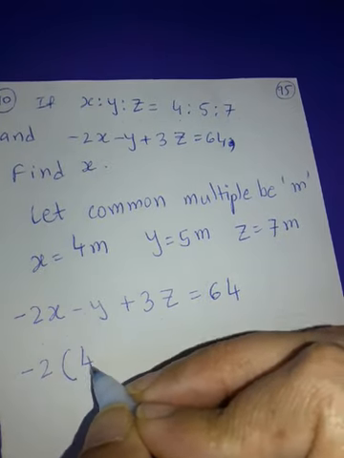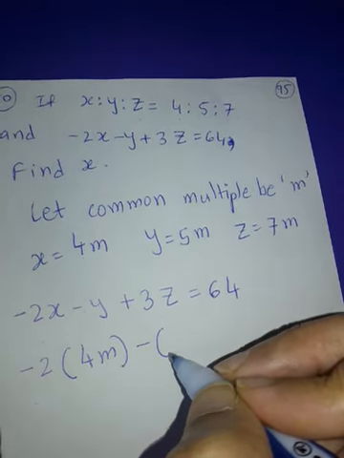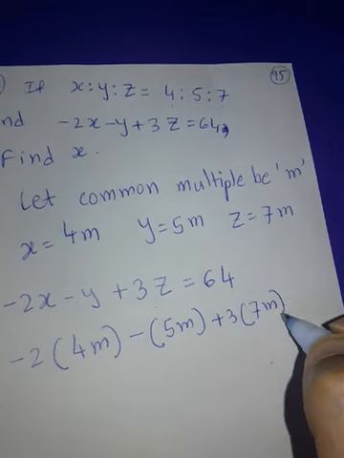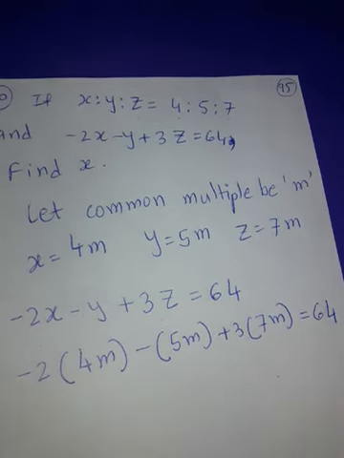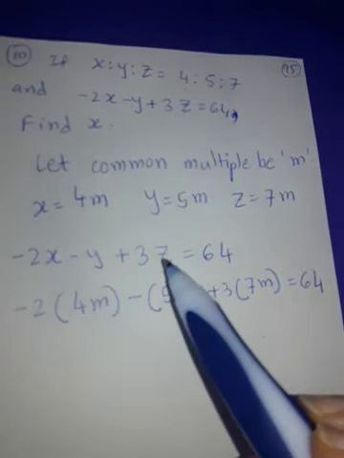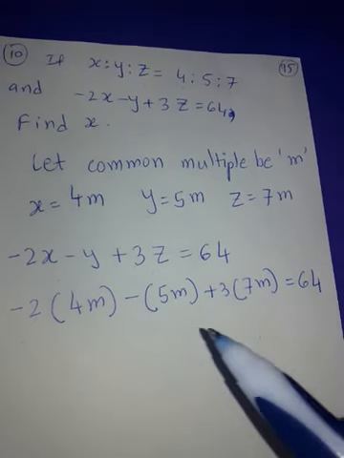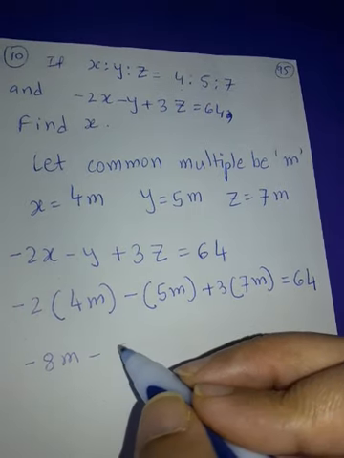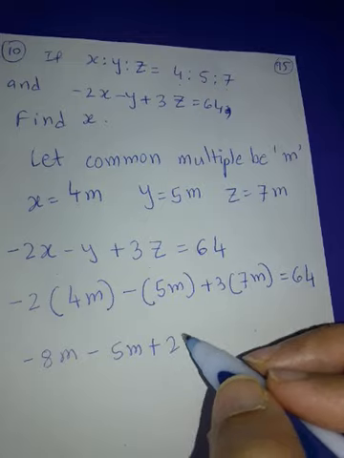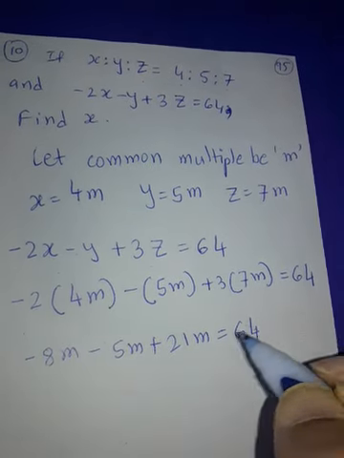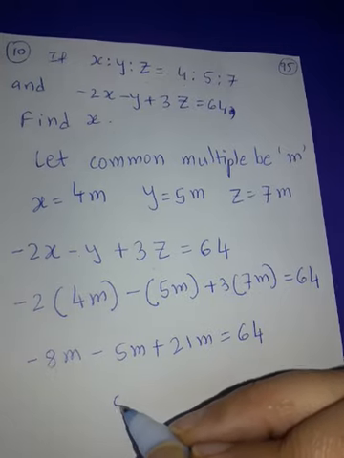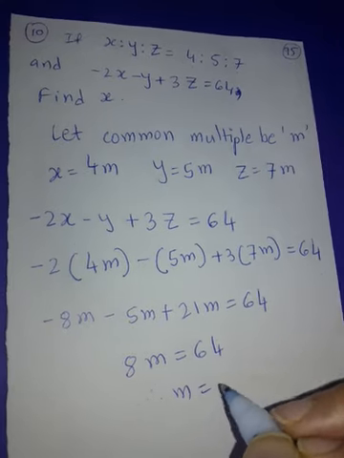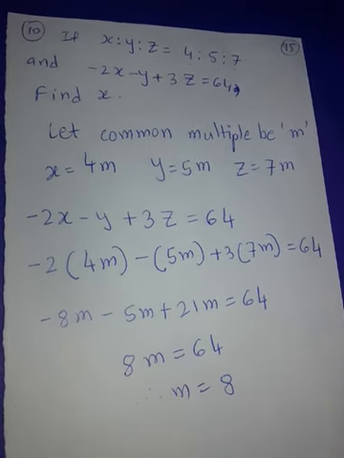Minus 2 in the bracket 4m minus 5m plus 3 times 7m is equal to 64. In place of x, y and z, I substituted their respective values. Now this is a simple equation that I need to solve. Minus 13 plus 21, that is 8. 8m is equal to 64. Therefore, m is equal to 8. 8 eights are 64. M is 8.